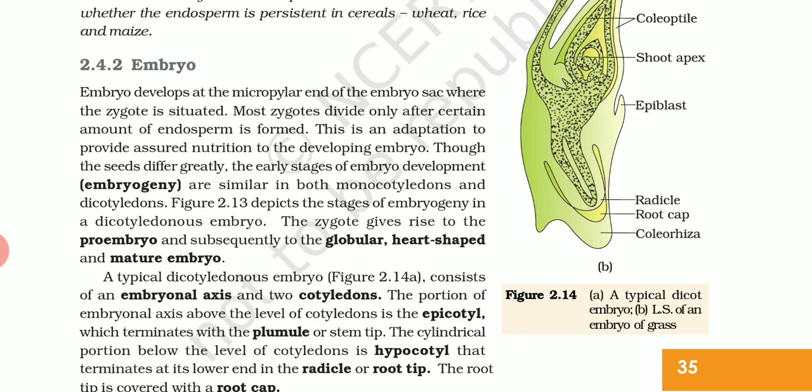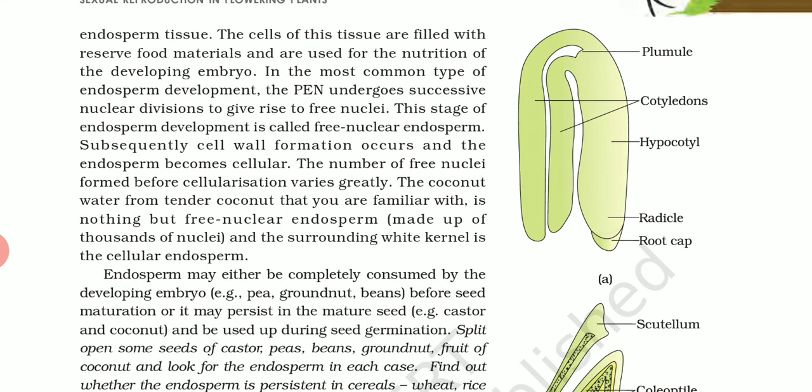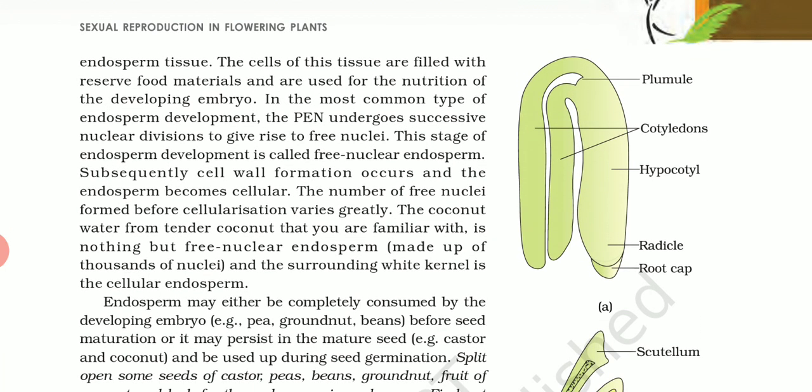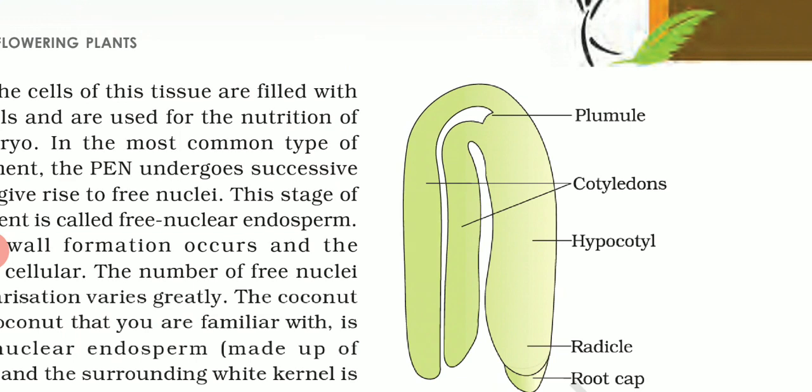The portion of the embryonal axis above the level of attachment of cotyledons, we call this the epicotyl, right? So what is an epicotyl? Actually, the epicotyl is represented by the plumule. So you can see here that's a plumule. The plumule later develops into a shoot system, right? The leaf primordia and other parts will develop from the plumule.